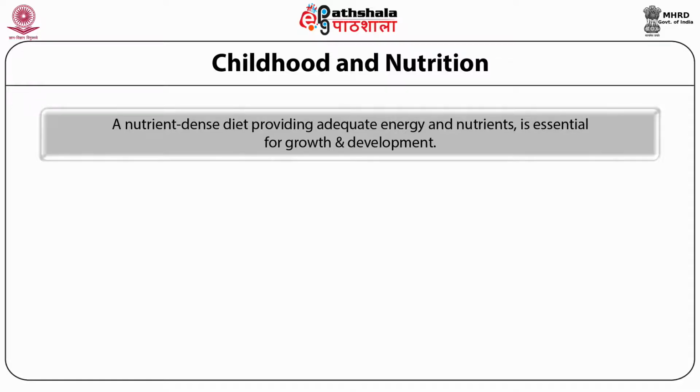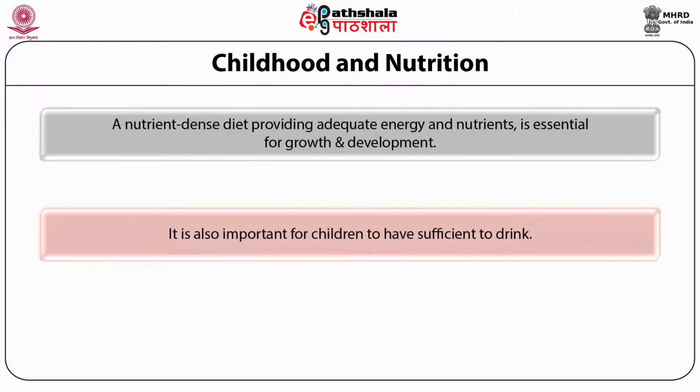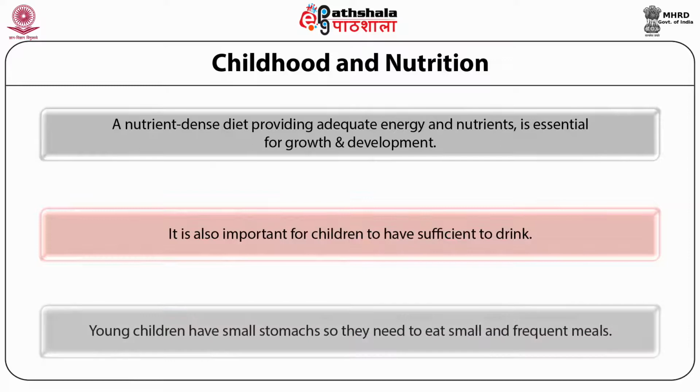Adequate nutrients are also important for children to have a sufficient level of energy and sufficient growth. It is also important for them to have an adequate amount to drink, so the amount of fluid should also be taken care of. Young children have small stomachs, so they need to eat small amounts but frequently. So the frequency of meals should be taken care of during the childhood stage of an individual.